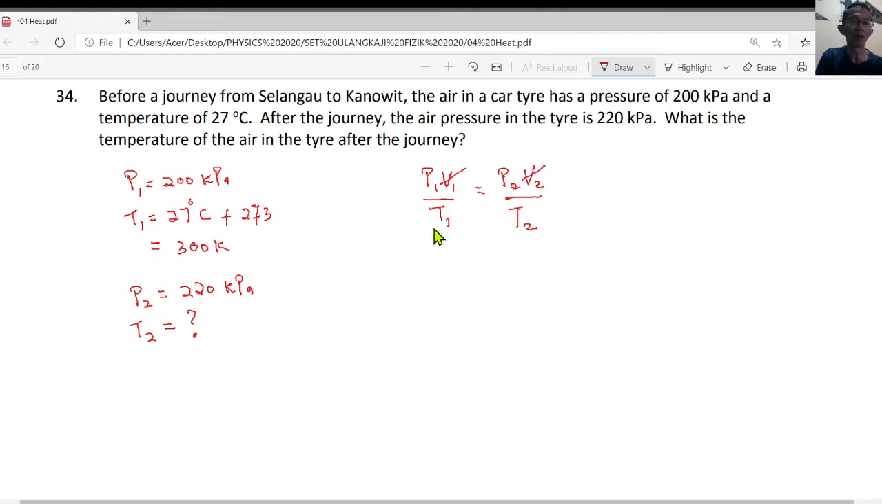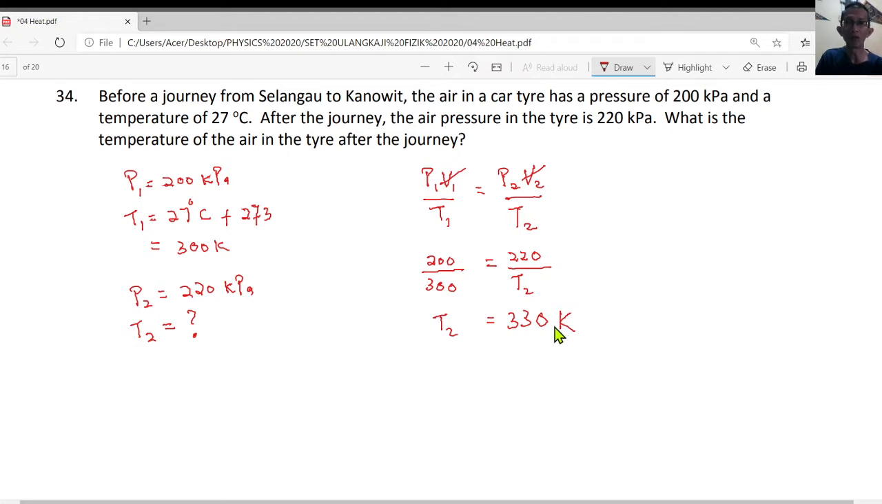So now let us substitute the values of P's and T's into our equation. P1 I have 200 kilopascal. The temperature is in Kelvin, that will be 300. And then my P2 is 220 divided by my T2. So now I can find my T2. My T2 happens to be 330 Kelvin.